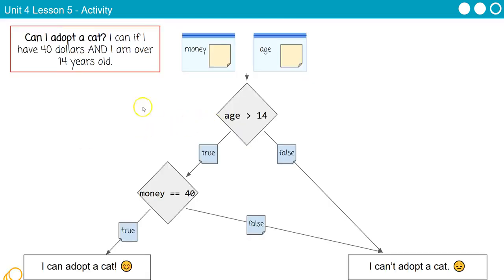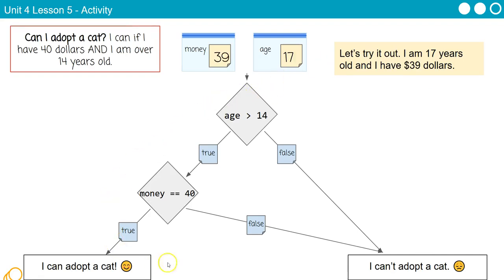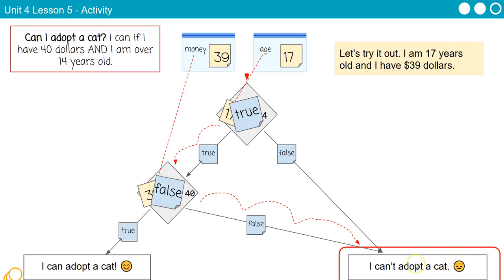So if we were looking at this, I could assume that I'm 17 years old and I have $39. So you can see our flowchart expanded a little bit because now we have 2 decisions to make, right? So this one has to be true and this one has to be true for me to be able to adopt a cat. In this case, my age is 17. 17 is greater than 14, so that is true. Now I'm going to look at my money, which is 39, and it's asking is 39 equal to 40, because I have the 2 equal signs. 39 is not equal to 40. That is false. So they would say I cannot adopt a cat.